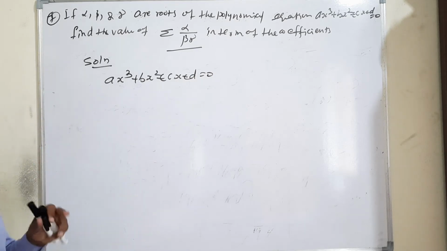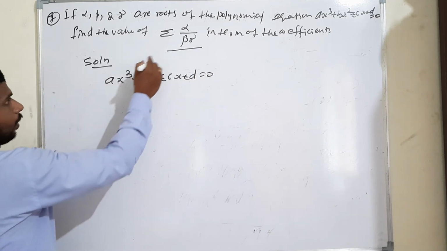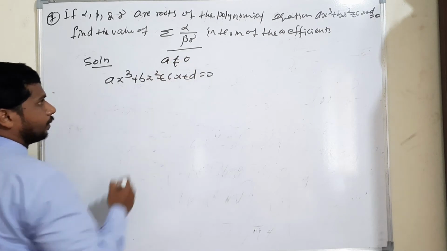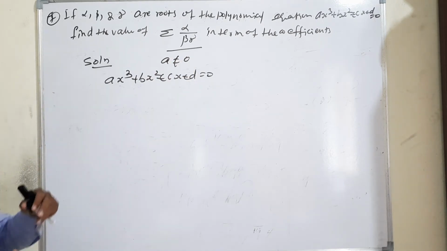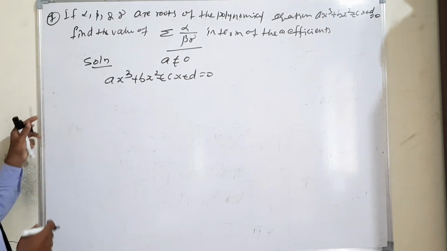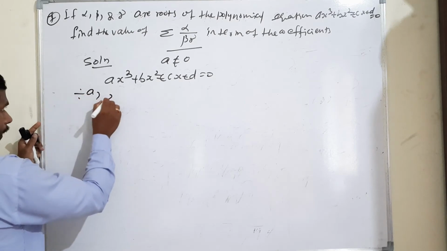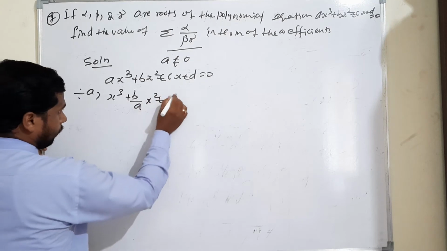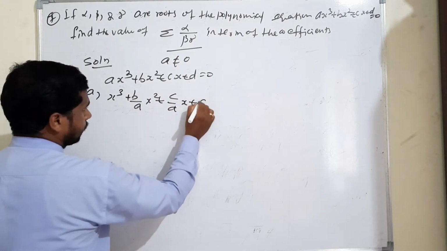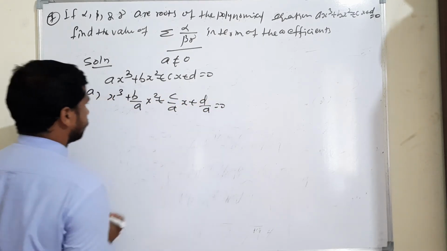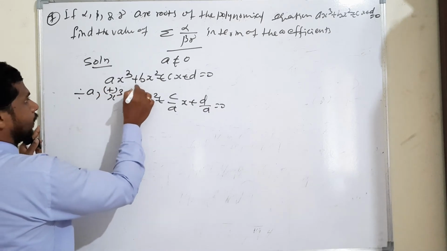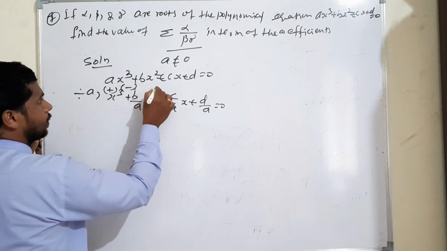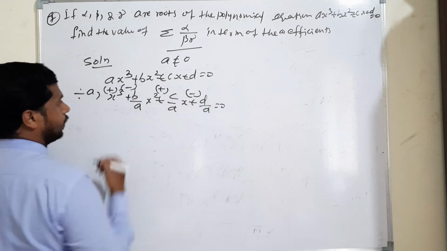If you convert monic polynomial means always one condition is the leading coefficient not is equal to 0. To do monic polynomial means what we have to do? Each and every time divided by a. Therefore x cube plus b by a x square plus c by a x plus d by a is equal to 0. Sign: plus, minus, again plus, then minus.